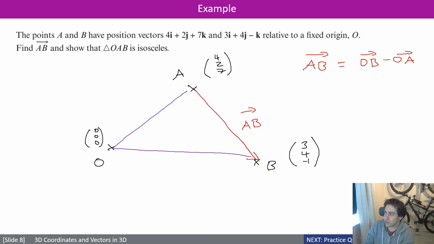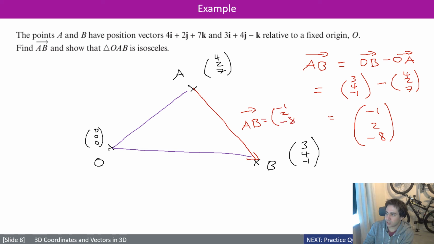So A to B is O to B, which is (3, 4, minus 1), minus OA, which is (4, 2, 7). So I get (minus 1, 2, minus 8). That AB there is (minus 1, 2, minus 8). Again, I have no visual understanding of what's really going on, I can't see this line and visualize the 1, the 2, and the 8, but what I can do is understand that it represents that column vector there.